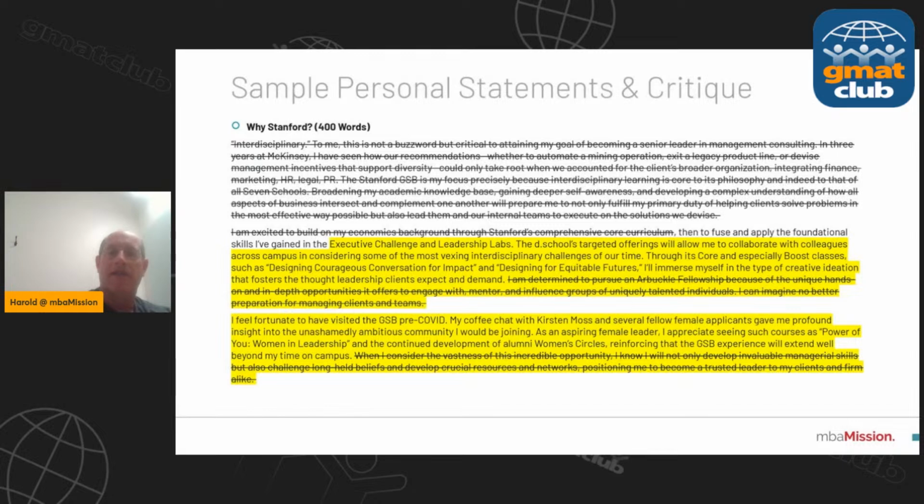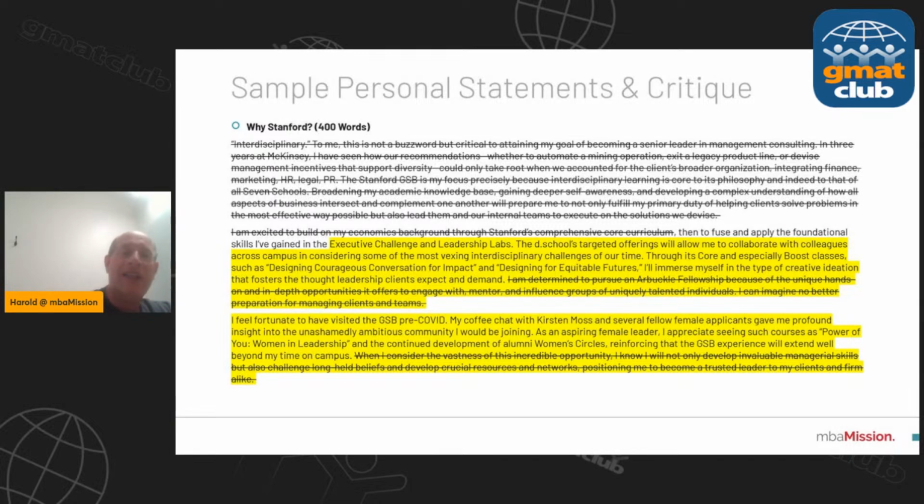The Stanford GSB is my focus precisely because interdisciplinary learning is core to its philosophy, and indeed that of all 7 graduate schools at Stanford. When you talk interdisciplinary, you don't think Stanford, you think Wharton. So immediately, this strikes me as something that was written for Wharton. Broadening my academic knowledge base, gaining deeper self-awareness, blah, blah, blah. Okay. Didn't really answer the question, why Stanford? They already know what you've done. At this point, it's like you've wasted all of that space.